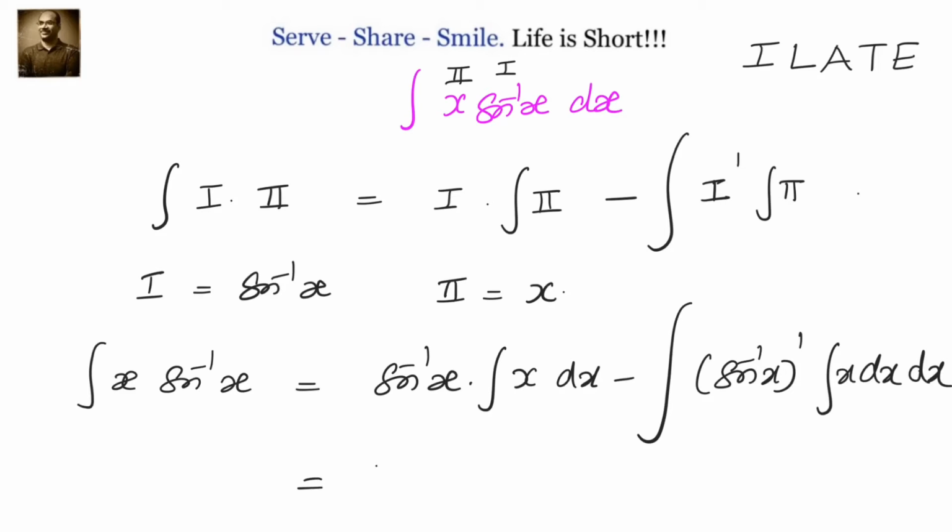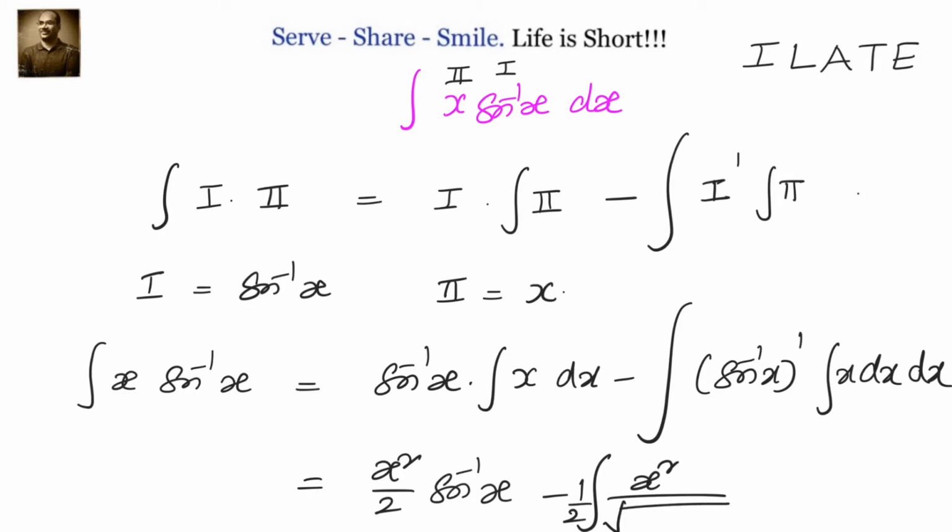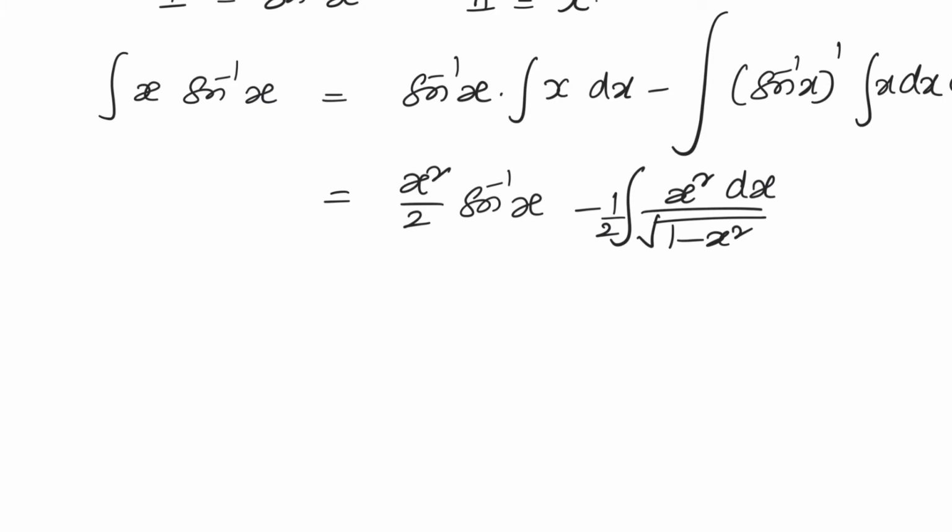Now, what is integral of x? x square by 2. So, it will be x square by 2 sine inverse x minus integral of x, which is x square by 2. So, we can keep 1 by 2 outside and we can write numerator x square, and derivative of sine inverse x is 1 by square root of 1 minus x square.